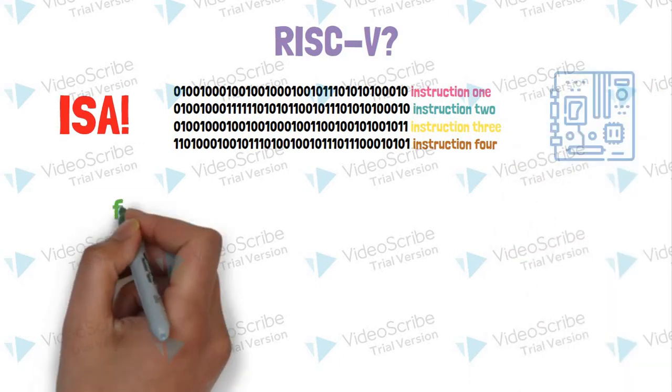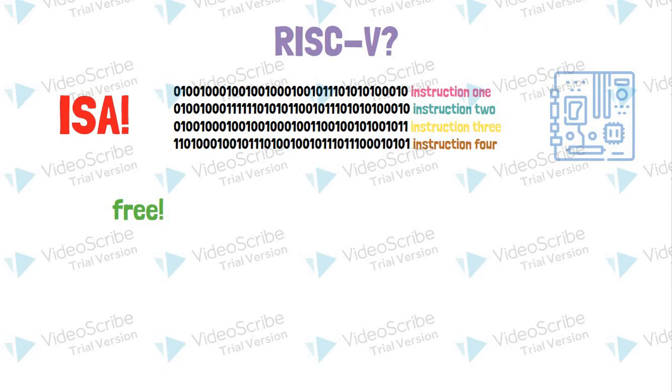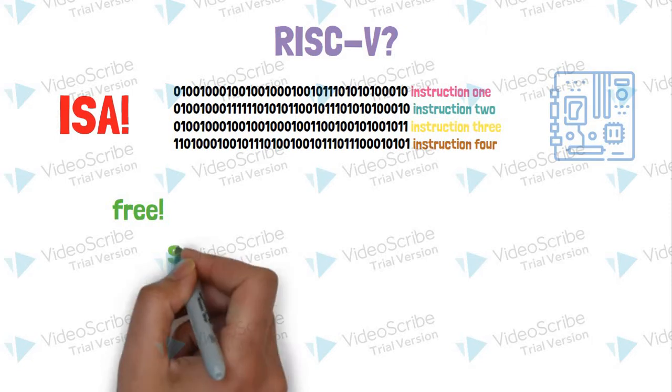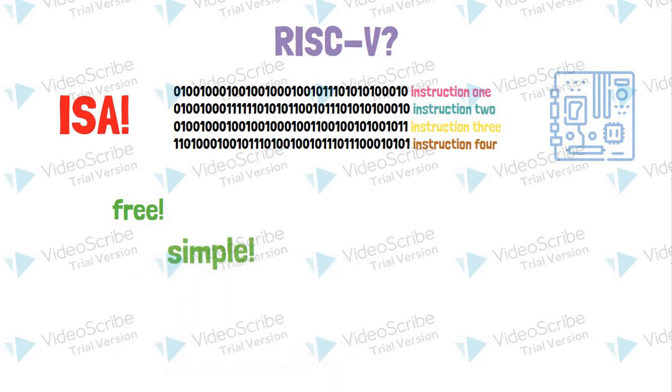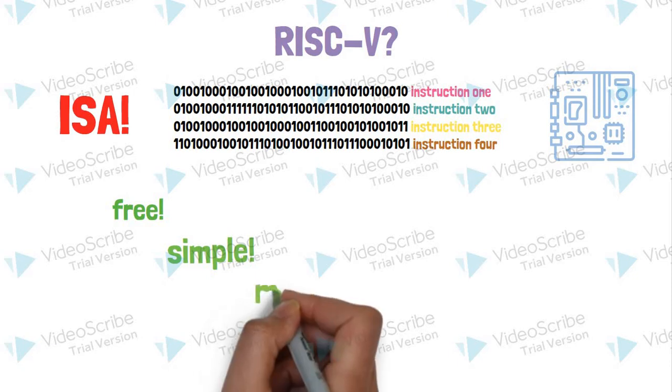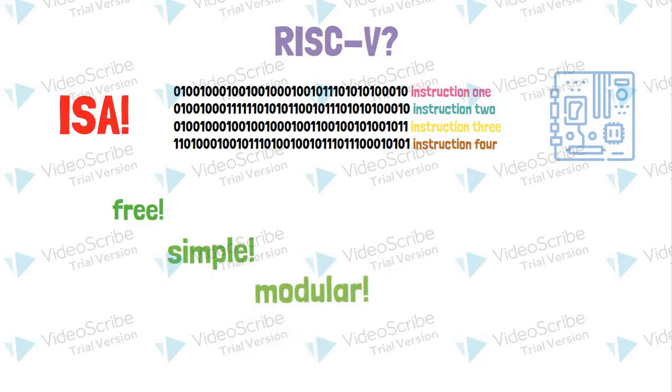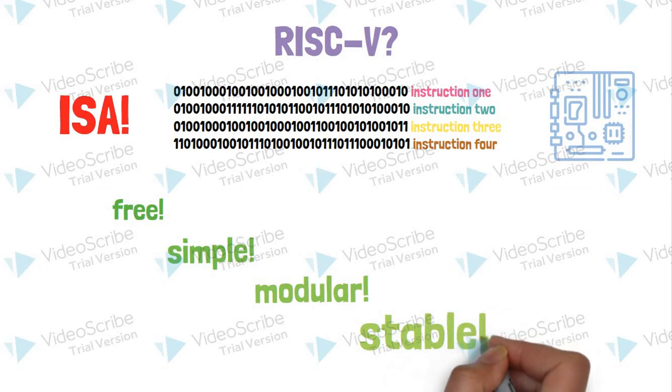RISC-V is an open-source instruction set architecture, which means it's free. It's simple compared to other commercial instruction set architectures, modular as it comes with extensions, and stable as there are no major updates for its base instructions.